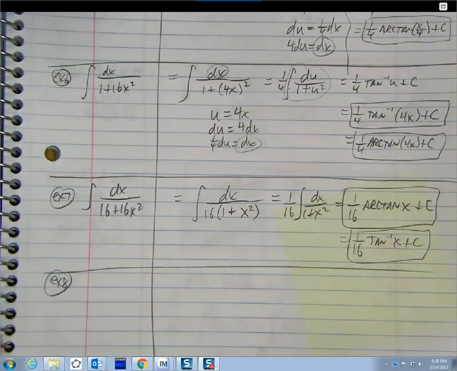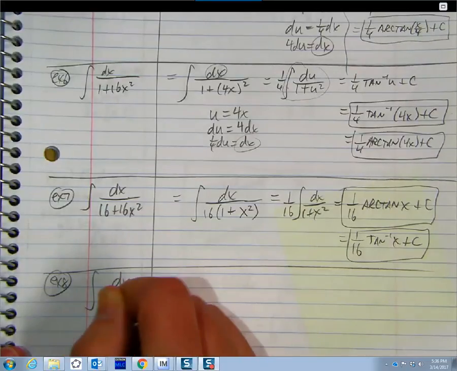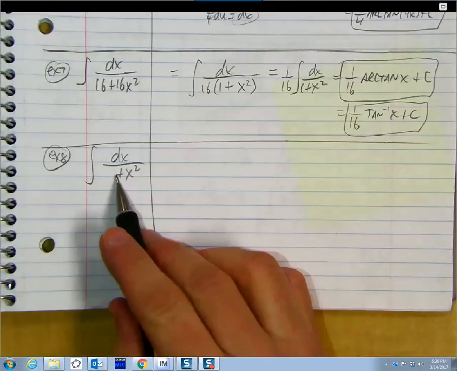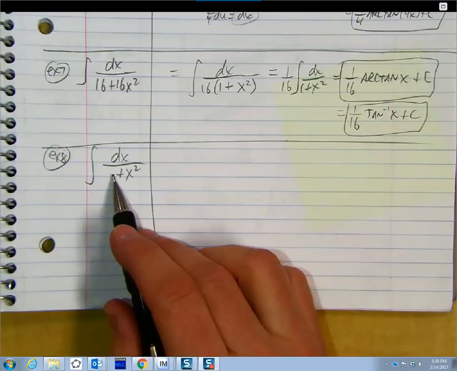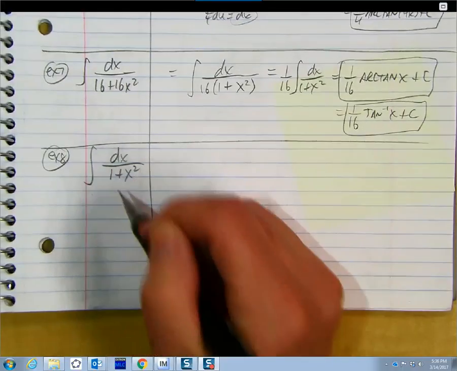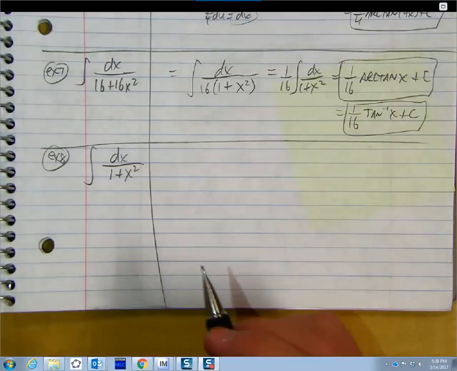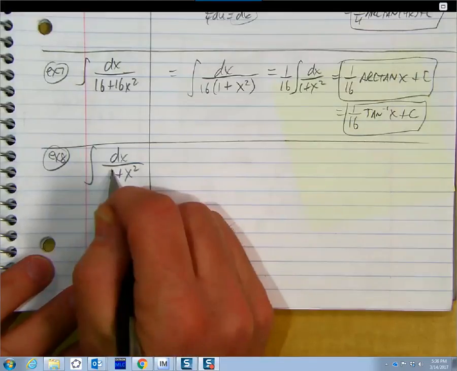Next up, number 8. How are we gonna deal with this? Dx over something plus x squared. I know what you want to see right here. Do you think you're going to see what you want to see right there? No. Or yes. Is that what you want? I mean, tell me what you want. What you really, really want. Okay, I know it's a 1, but I'm going to put a 7 here.